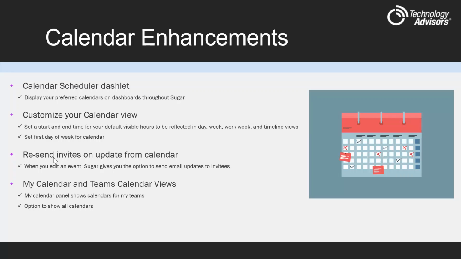That would reflect in the day, week, or timeline views of your calendar. If you want to edit an activity or an event, you can do that directly from the calendar, and Sugar will give you the option to resend the invites or updates to anyone participating in that event. You can view your calendars and also view the calendars for anyone on your team, so you can coordinate and schedule meetings based on their availability for anyone involved in that. So I'll hop over to Sugar to show you how these features are working.